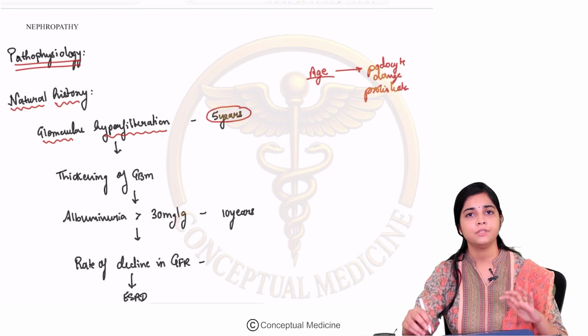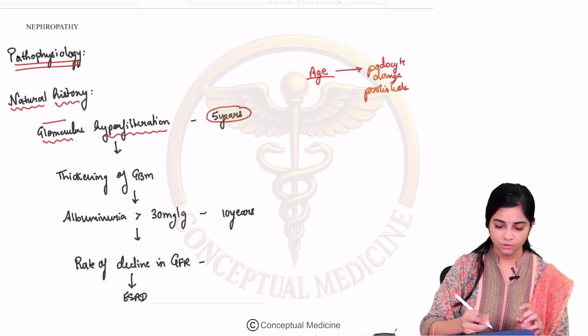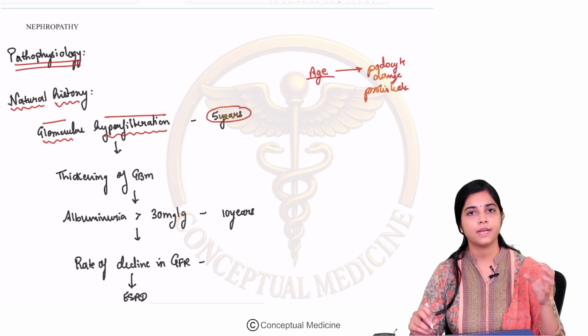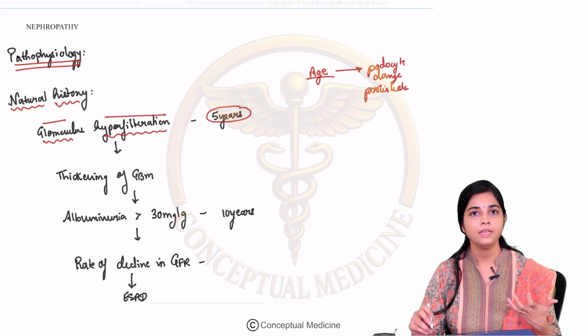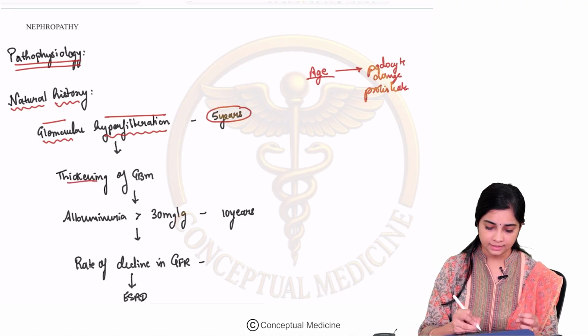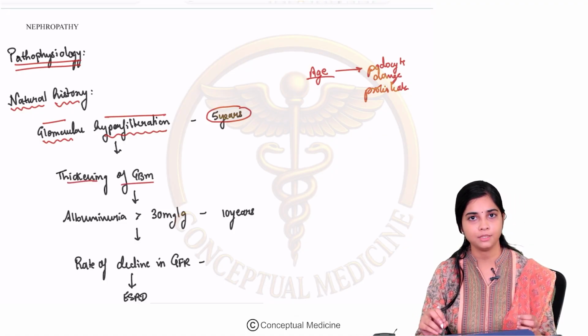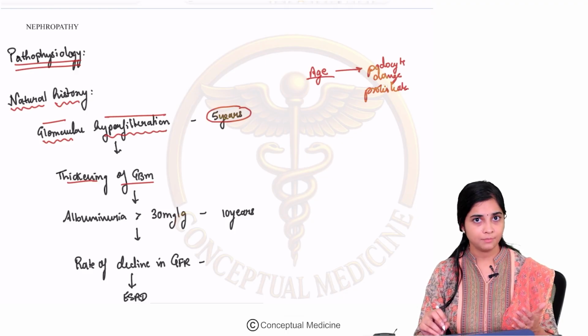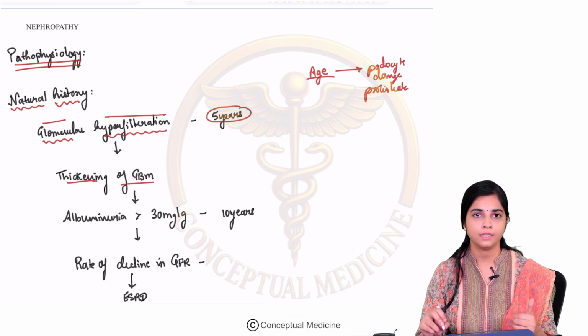In the first 5 years of your diabetes, you have glomerular hyperfiltration. There will be mesangial expansion and the glomerulus is actually hyperfiltering. Then there can be thickening of the glomerular basement membrane. So in the initial stage, if you pick up diabetic nephropathy, you can prevent CKD.